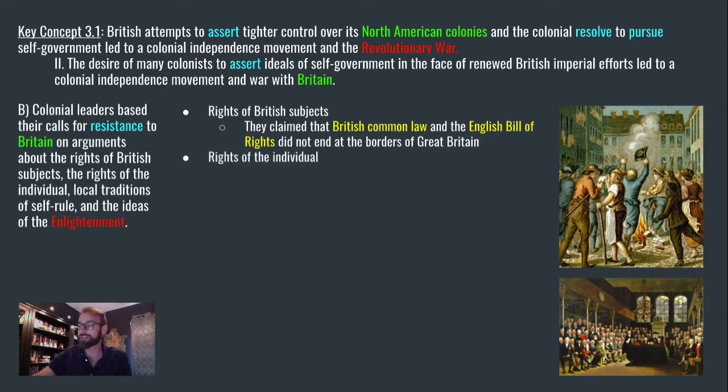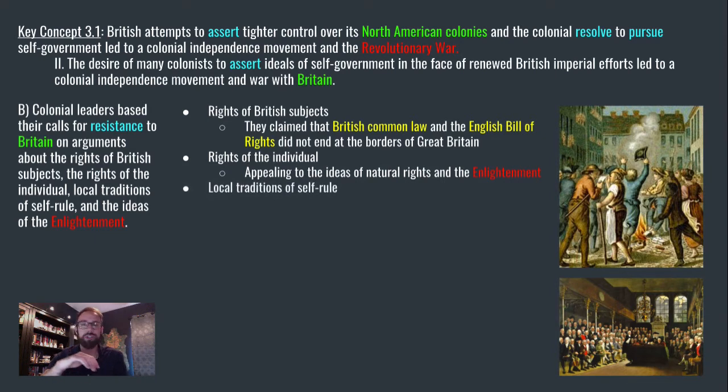Other types of rights that they appealed to were rights of the individual. I'm going to talk about it a bit later on as well, and we've already talked about it a little bit. But the Enlightenment brought about these ideas of natural rights. So the idea that because you are a human being, you have rights. Like Locke said, life, liberty, and property. Especially the more educated are starting to understand these ideas and saying, well, I have rights as an individual, I have rights as a British subject, so Britain forcibly changing things on us, that's not fair.